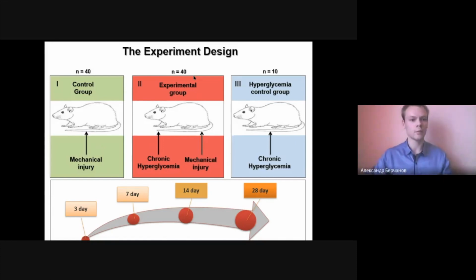Control group, animals with mechanical damage of skeletal muscles. Experimental group, rats with chronic hyperglycemia along with mechanical damage of skeletal muscles. And hyperglycemia control group, animals for glucose homeostasis assessment. The morphological features of triceps surae muscle regeneration were studied at the 3rd, 7th, 14th, and 28th days after injury.